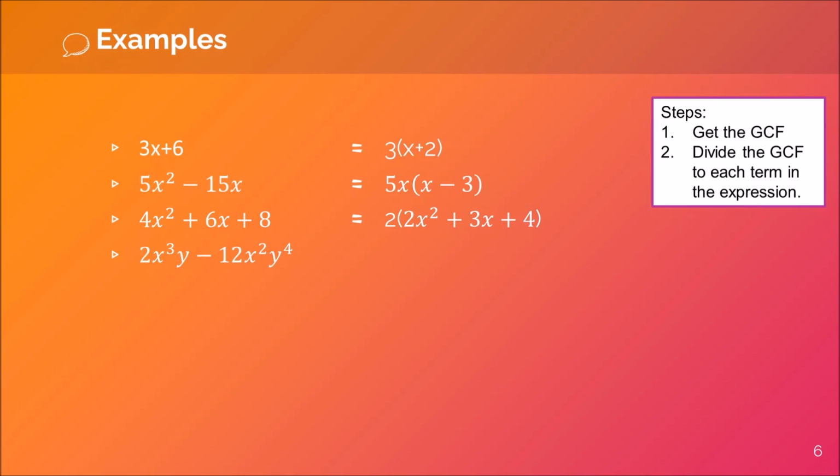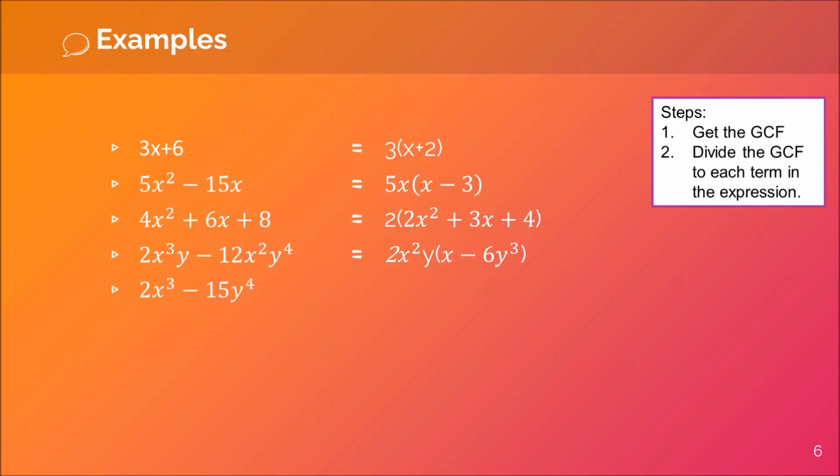Another example, we have 2x cubed y minus 12x squared y to the fourth. The greatest common factor of 2x cubed y and 12x squared y to the fourth is 2x squared y. So 2x cubed y divided by 2x squared y is x, copy the sign minus, 12x squared y to the fourth divided by 2x squared y is 6y cubed. So the factored form of the polynomial would be 2x squared y times the quantity x minus 6y cubed.